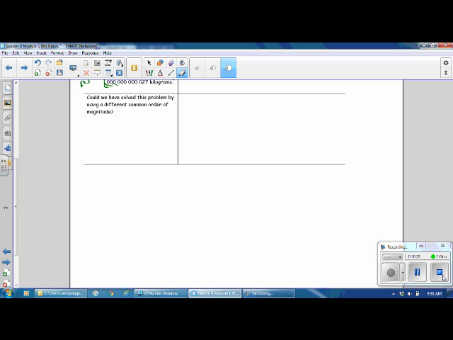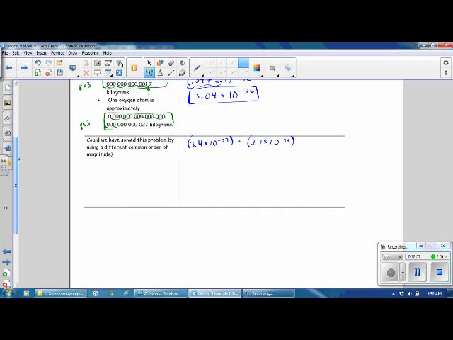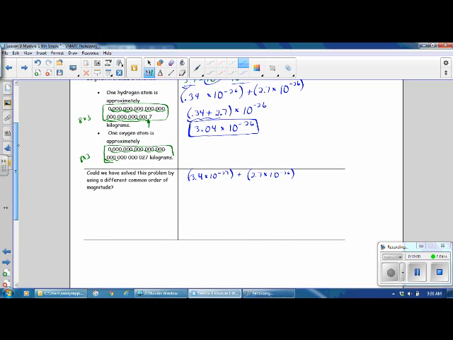Could we have solved this problem using a different common order of magnitude? So we've got the original problem, which was 3.4 times 10 to the negative 27 power, add 2.7 times 10 to the negative 26 power. What they're asking is, could we have changed the exponent to be the common exponent of negative 26 instead of negative 27? No, that's what we did.